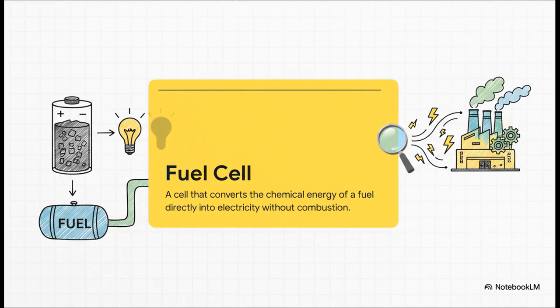A battery is like a storage tank. It holds a fixed amount of energy. A fuel cell, though, is more like a tiny power plant. It doesn't store energy, it generates it on the fly by consuming a fuel, like hydrogen. As long as you keep feeding it fuel, it'll keep making electricity.